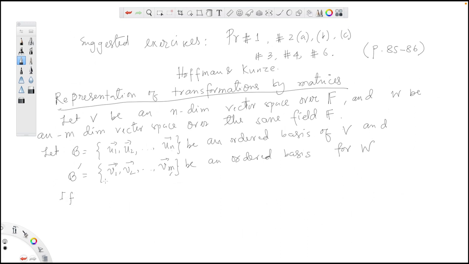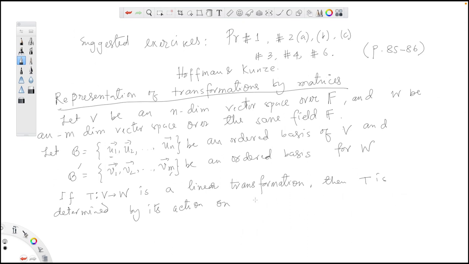Now, if T from V to W is a linear transformation, then T is determined by its action on the elements of the basis uj, where j runs between 1 and n. Okay.